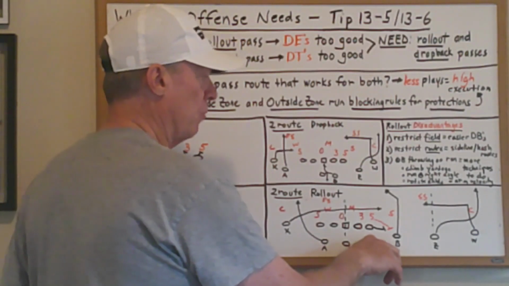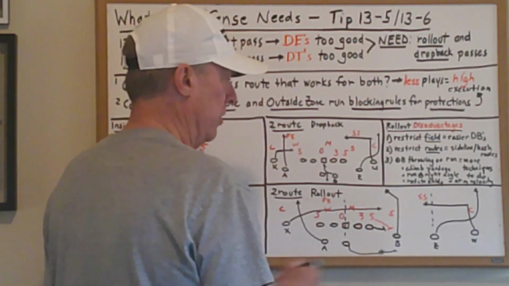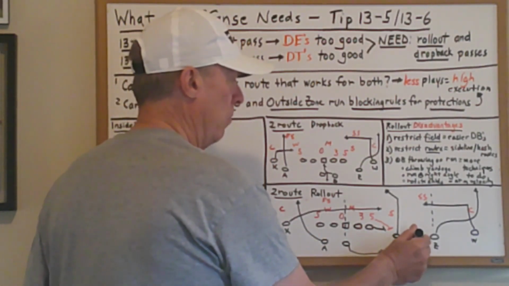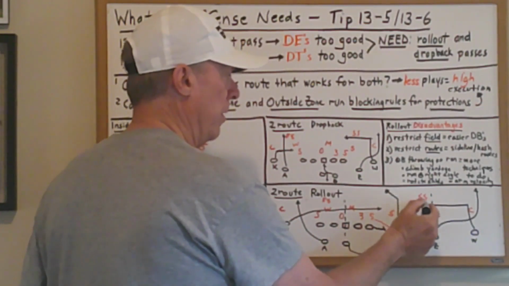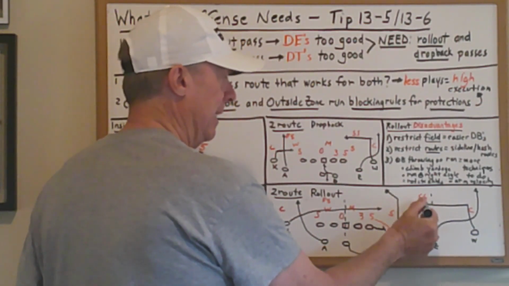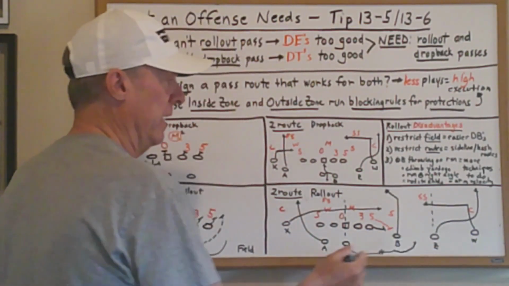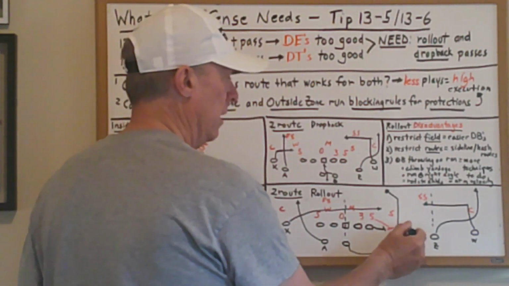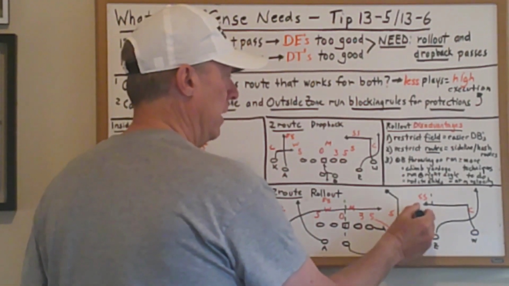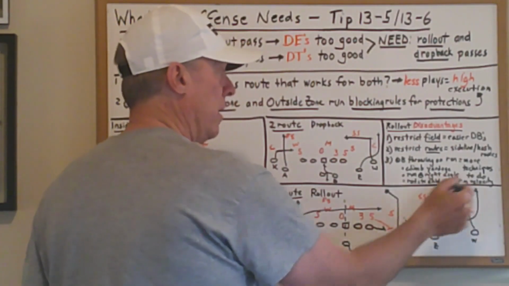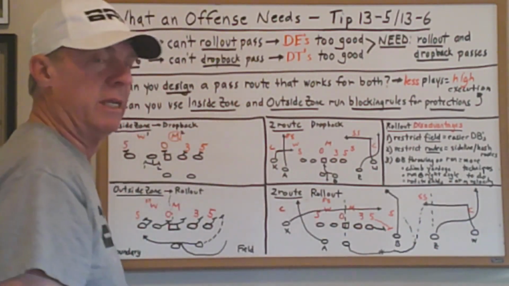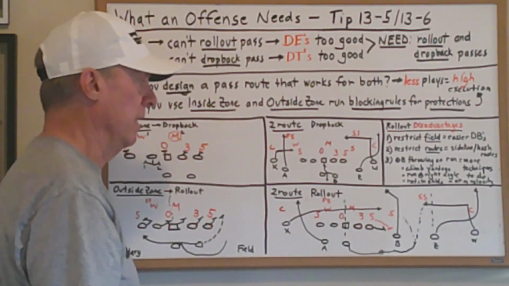Then if he keeps running, all right, and he turns this into that, as he runs, he has the shallow coming with him, he has the dig that's coming across his face, and he can throw downhill on the run, so he could dump it to the shallow, he could dump it to the dig, or if this out and up is open, he can throw that home run throw to the out and up.